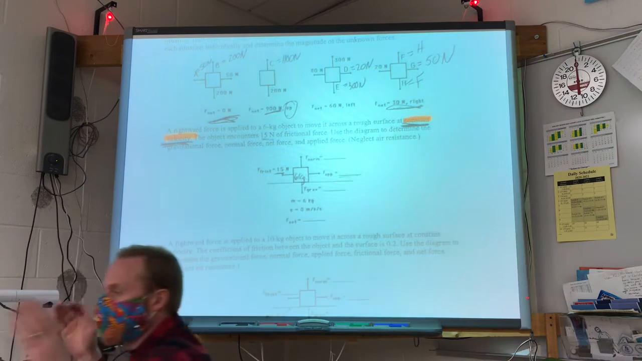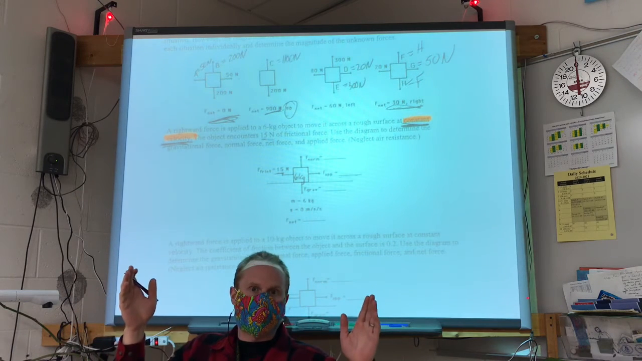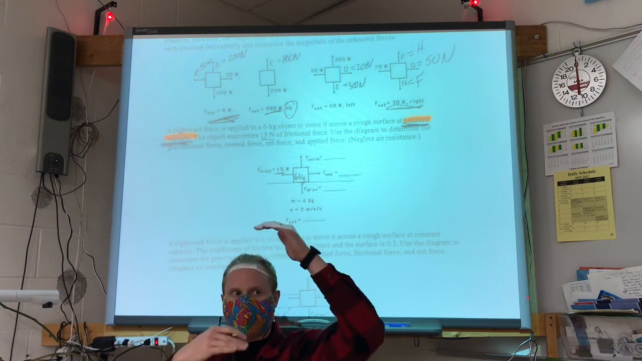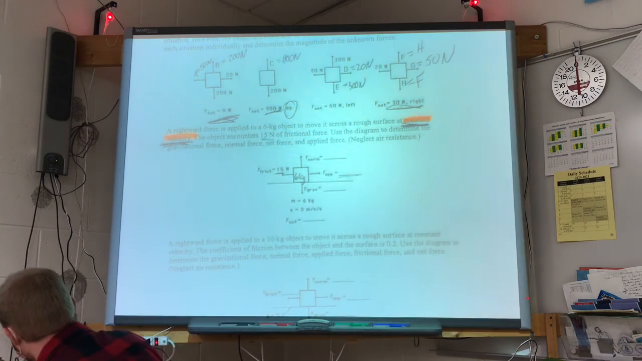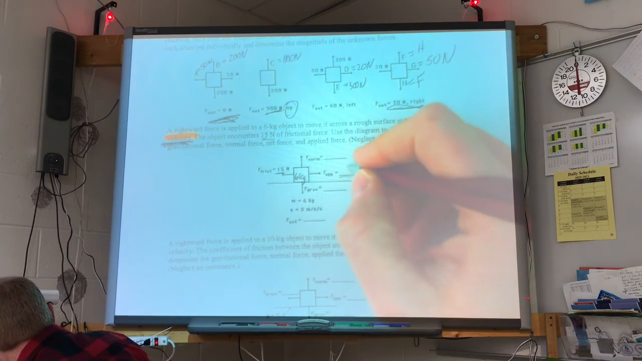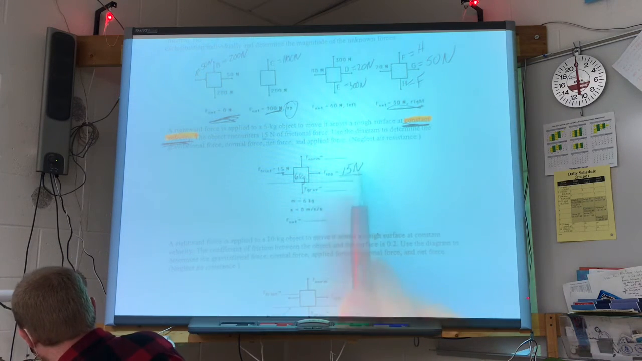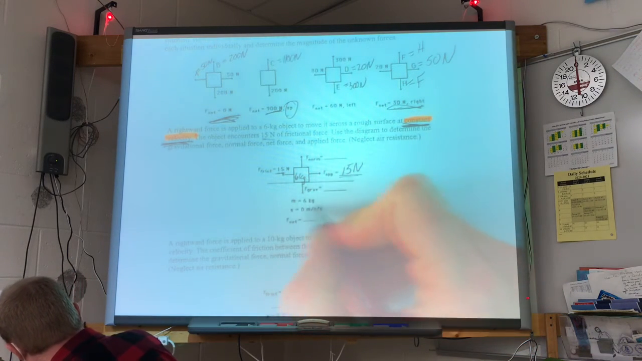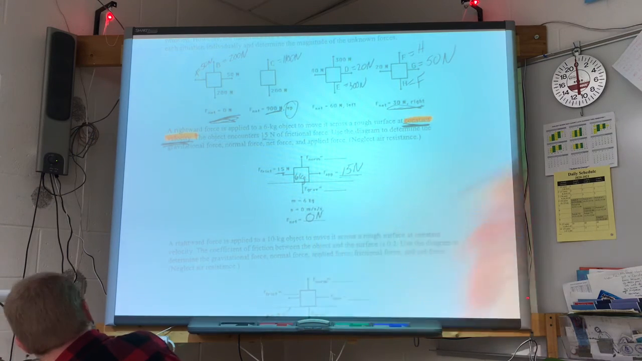Both, right? I have constant velocity in the X, which means my forces are balanced in the X. I have constant velocity in the Y, which means my forces are balanced in the Y. So what does my applied force need to be then? 15. Because my rights minus my lefts have to equal an F net of 0.